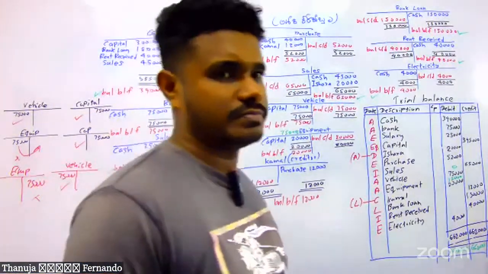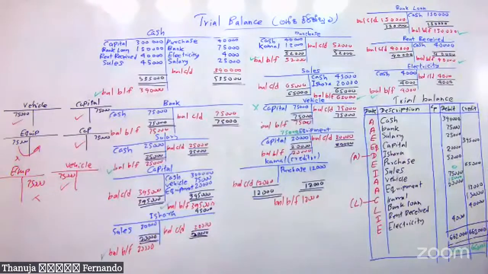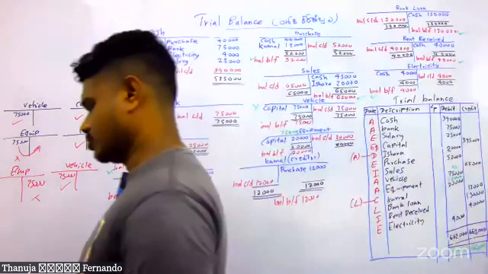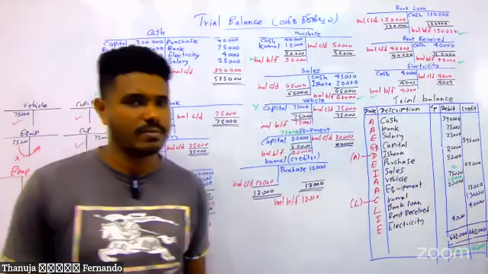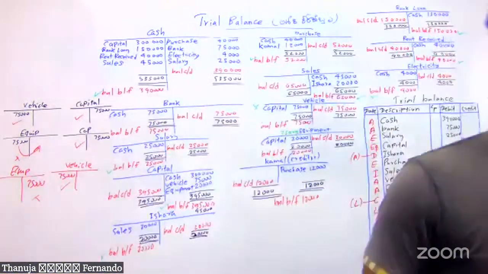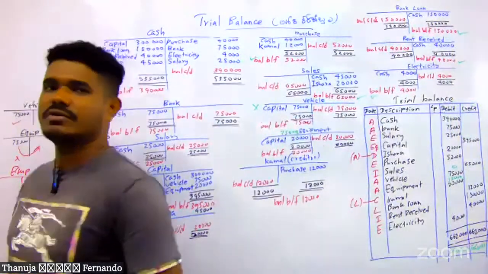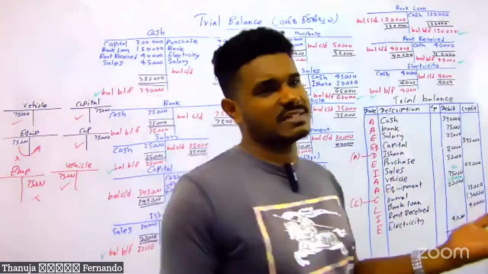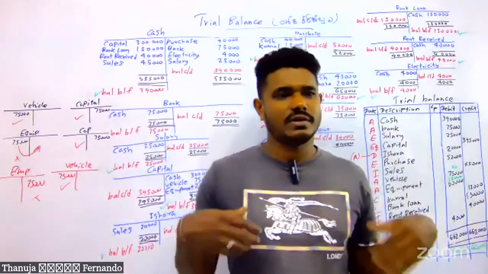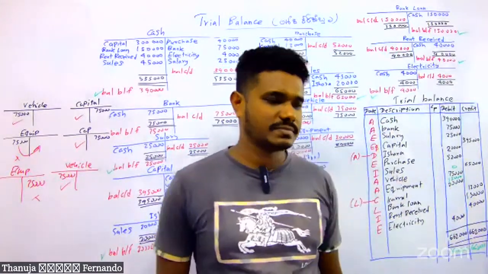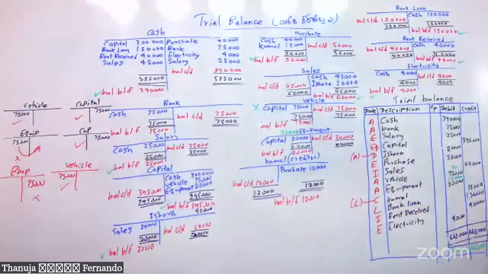No problem. We have one more error remaining in this category, the category which does not affect the trial balance. Then after this error, we have the errors which are affecting the trial balance, right? It was a lesson. So by next week, our syllabus will be finished, right?